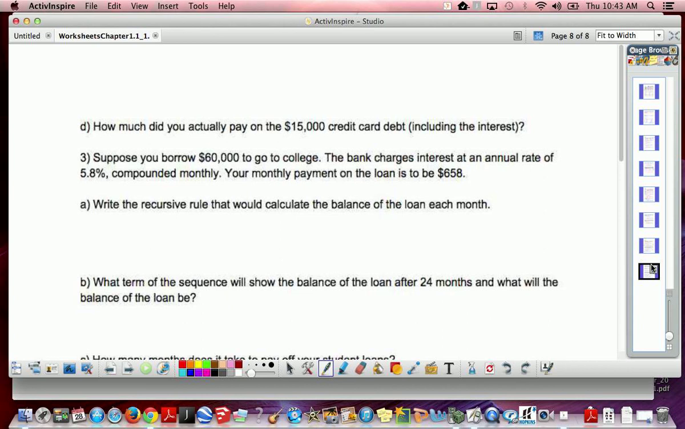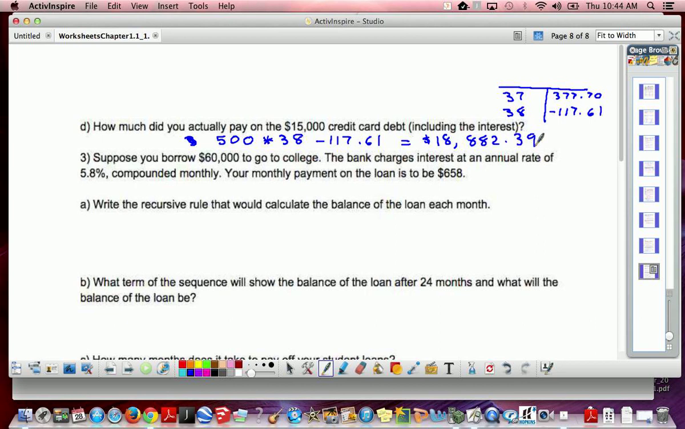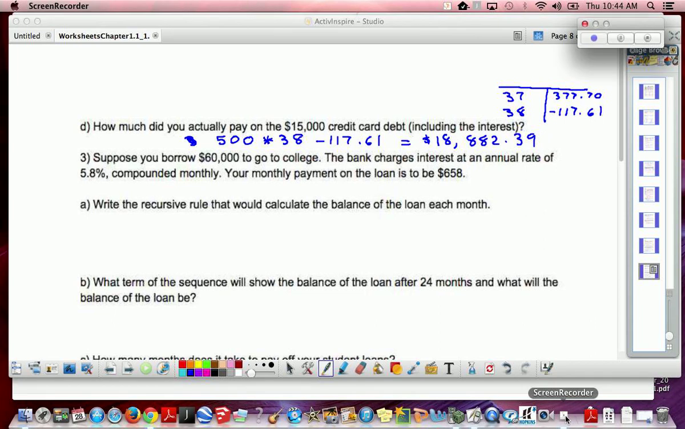So if I look again from my calculator, month 37, month 38, and it had 377.70 and negative 117.61. So I actually paid $500. I paid it for 38 months. But on that 38th month, I actually overpaid by $117.61. So for my $15,000 credit card bill, I had to pay them $18,882.39. Hence why credit card companies make lots of money. And this ends that page.